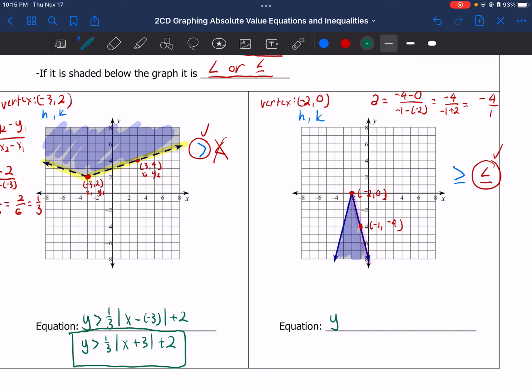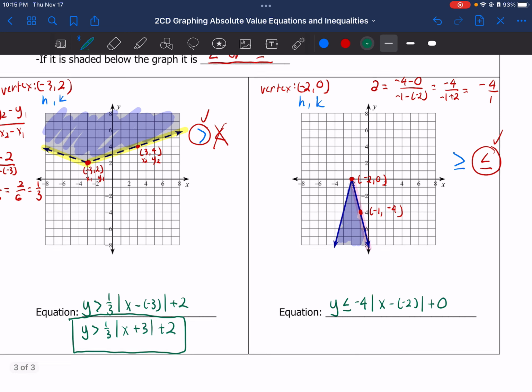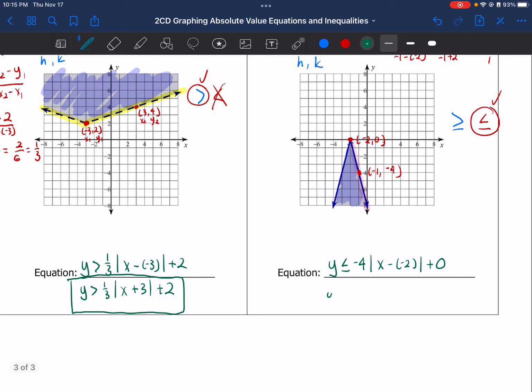So we get y is less than or equal to a, which was -4, times the absolute value of x minus -2 plus, and our k was 0. We can simplify this equation to be y is less than or equal to -4 times the absolute value of x plus 2. And then since it's plus 0, we do not have to write it down.